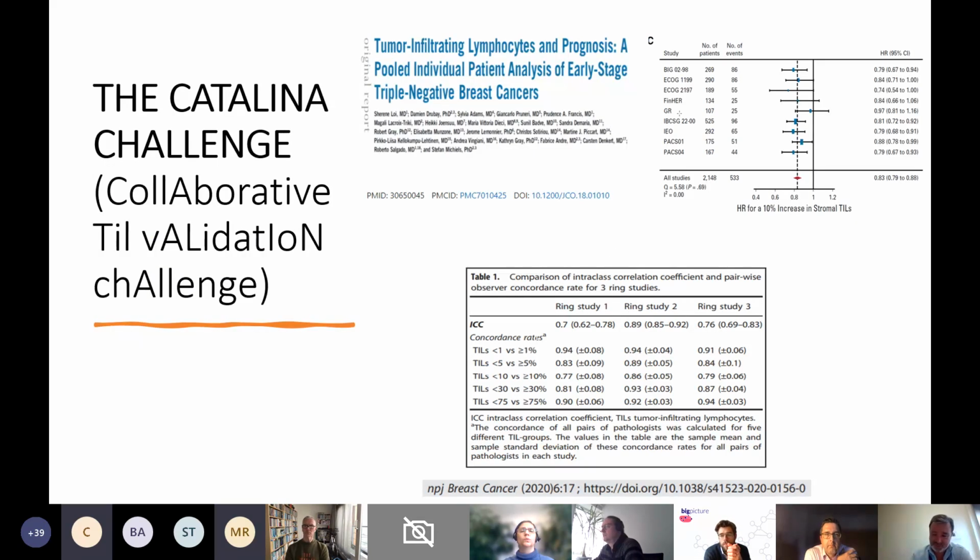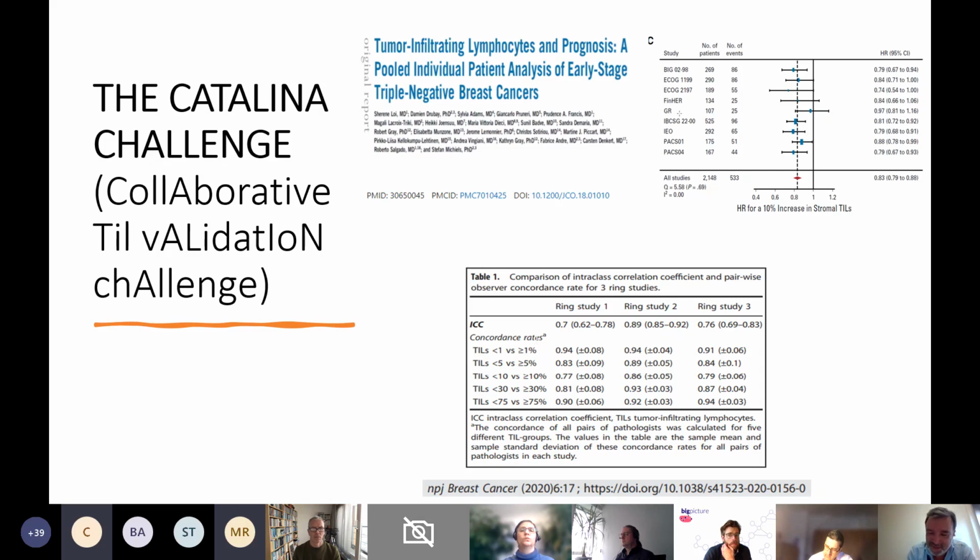And we have 2 challenges. A private one, which we called the Catalina challenge. And Catalina is found within collaborative TIL validation challenge. So you just find the letters in it. This is actually in which we have, using the same platform that is stored in Nijmegen, stored 7 adjuvant phase 3 clinical trials in triple-negative breast cancer. Of this project, where Carsten and I participated on many years ago.